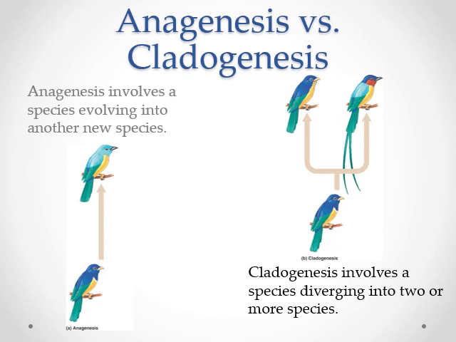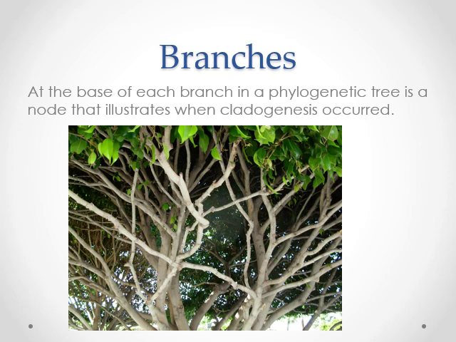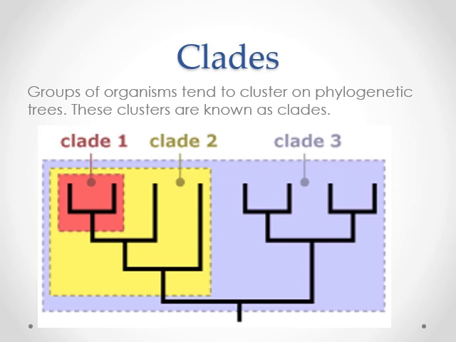So anagenesis is where you've got a line going for a long time all by itself, becoming a new species. Cladogenesis is where you have a clade formed, or a group. At the base of each branch in the phylogeny is a node that shows where that cladogenesis occurred, where that common ancestor is found. These groups are called clades, C-L-A-D-E.